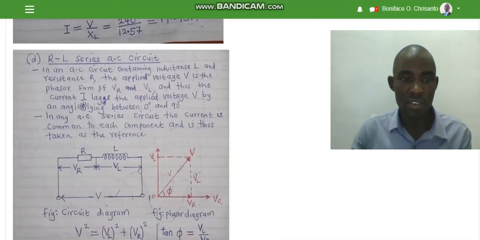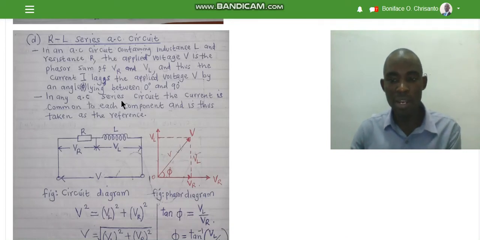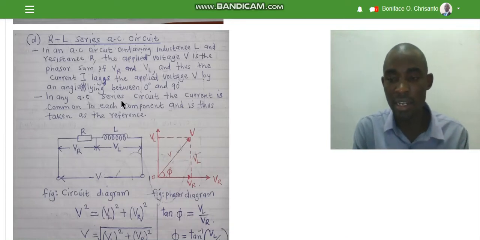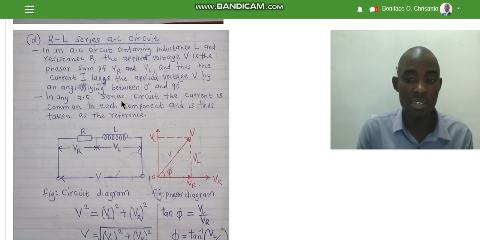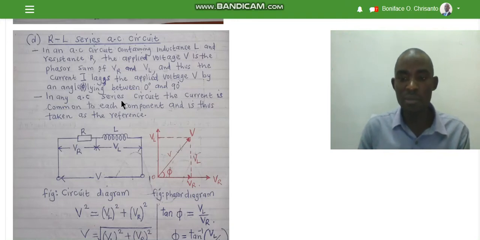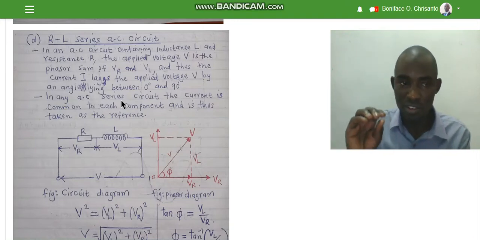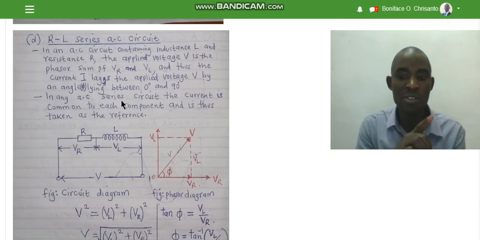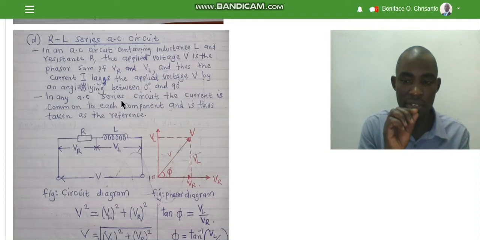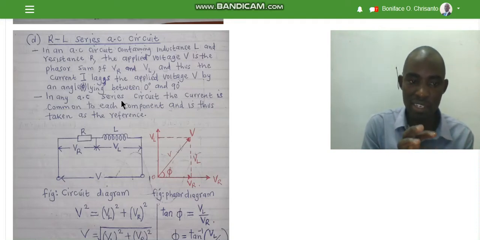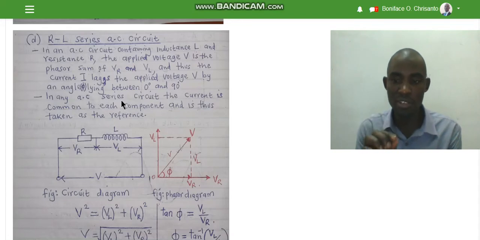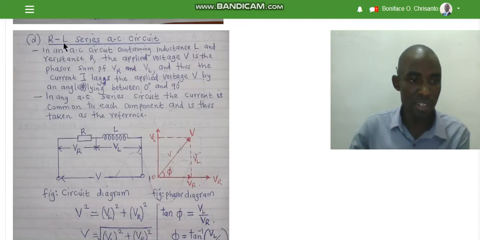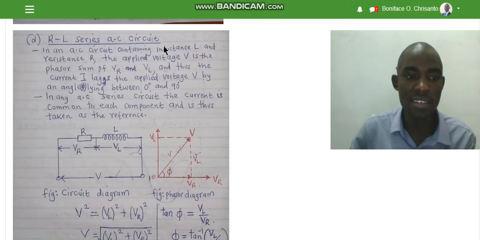We move on to another circuit whereby now you have a resistor and an inductor. Remember, not all inductors are purely inductive, meaning the coils could be having some form of resistance. So to cater for that resistance, we have to discuss a circuit which has some resistance and inductance. Not necessarily that we are connecting a resistor alongside the inductor, but the inductor itself has some form of resistance that we need to consider. So that is why we are discussing the RL series AC circuit.